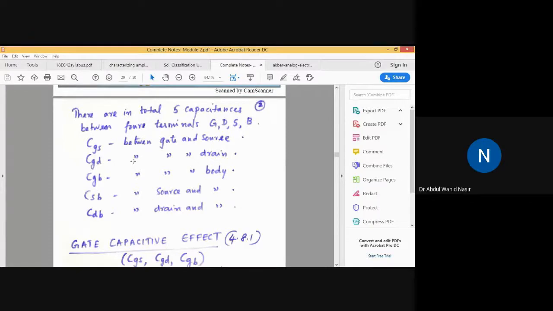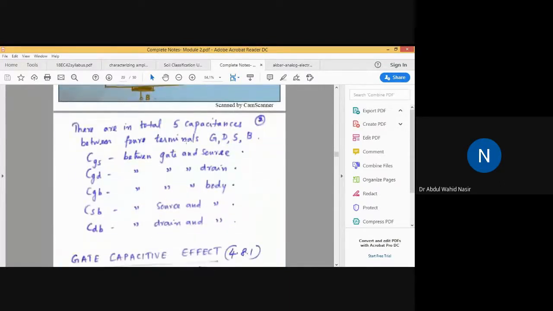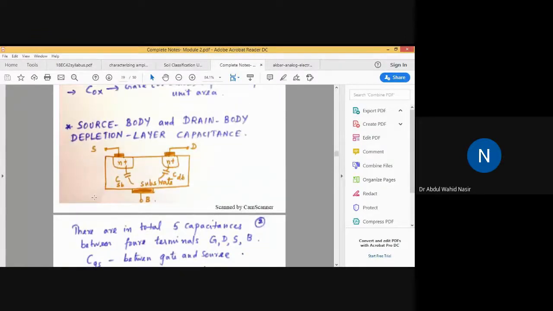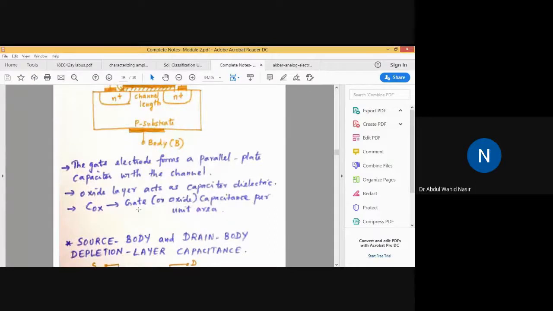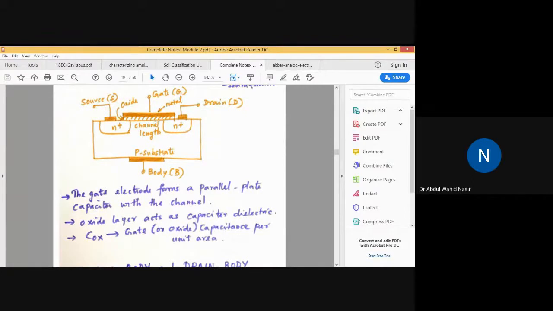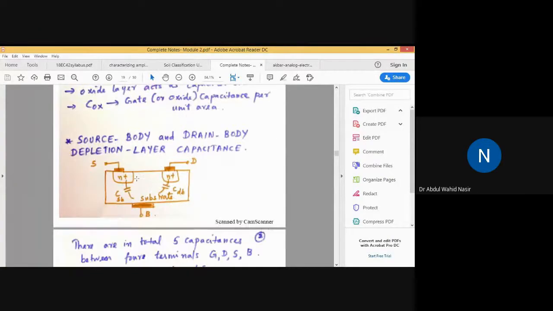Then we'll have another capacitance between gate and drain, and this capacitance is represented as CGD. Clear? Now gate to body also. This is gate to body, which we have just seen.